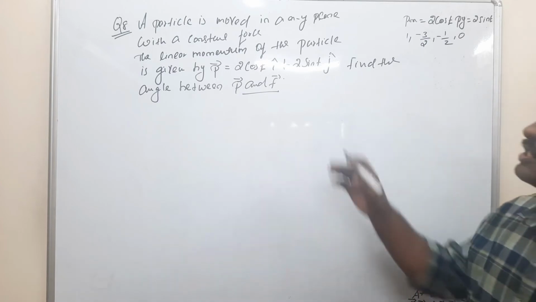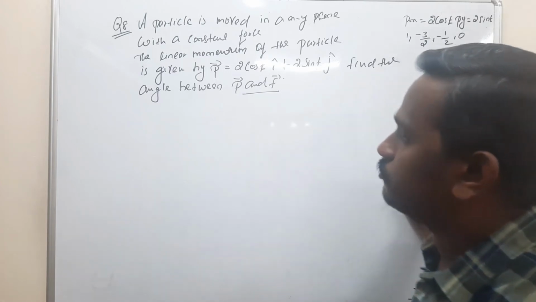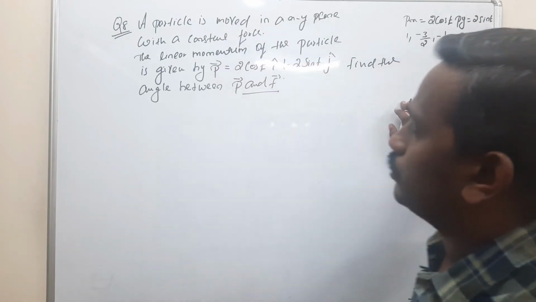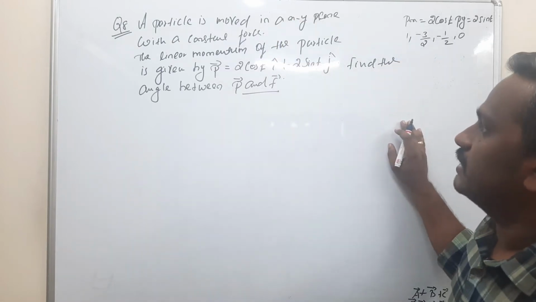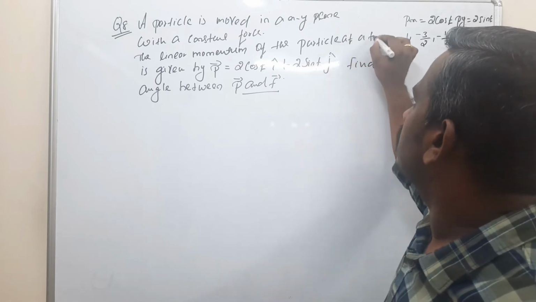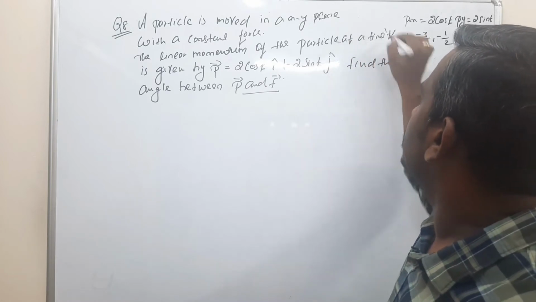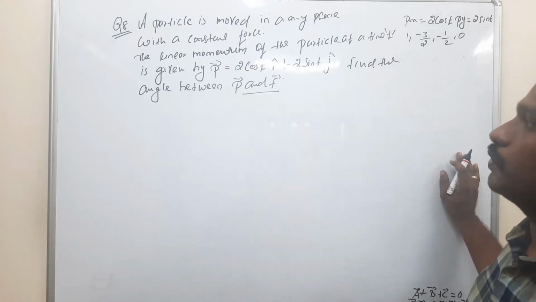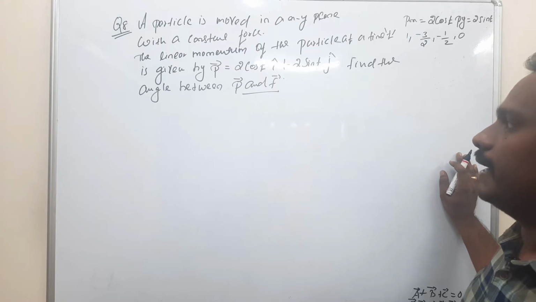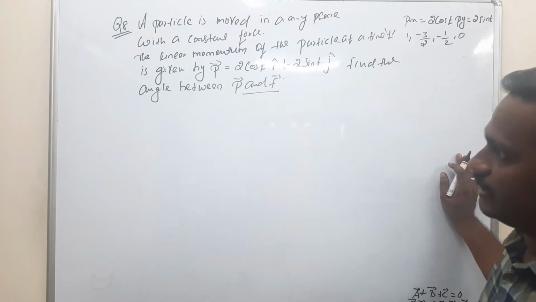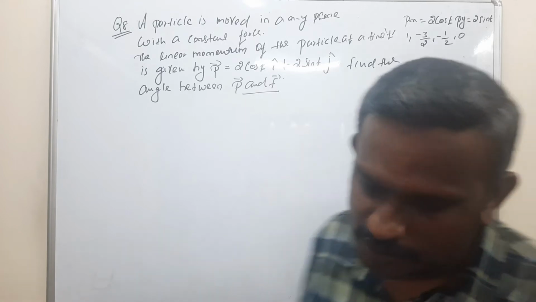A particle is moved in the xy plane with a constant force. The linear momentum of the particle at a time t is given by P vector equal to 2 cos t i cap plus 2 sin t j cap. So find the angle between P vector and F vector.